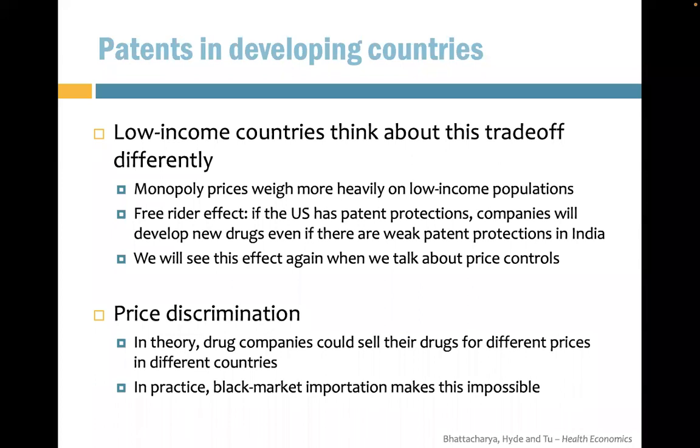There's also the economics of price discrimination. In theory, drug companies could sell their drugs for different prices in different countries. Price discrimination means that you have the same products, but different types of customers get different price tags. In practice, black market importation makes this impossible.